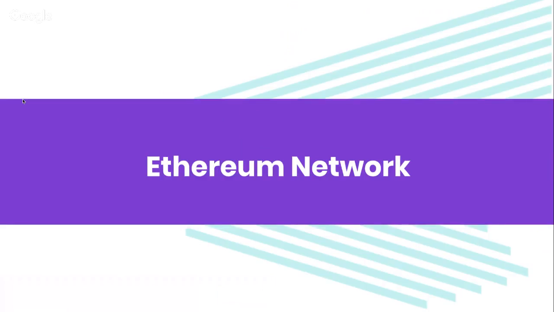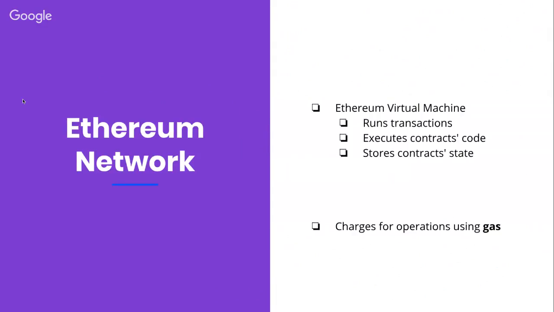A little bit about the Ethereum network before that, so you can understand what I'm talking about exactly, in case you're not familiarized with it. The Ethereum virtual machine basically runs transactions, executes contract code, and stores the contract state on the Ethereum blockchain. And it charges for those operations using gas. This is one of the main concepts that we're going to talk about here, so it's important that you understand it.